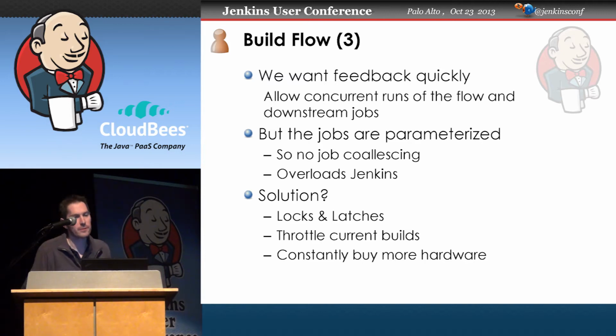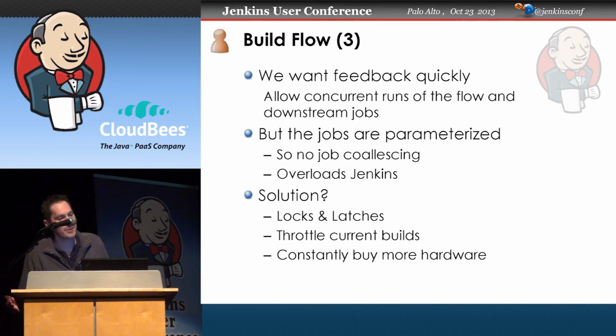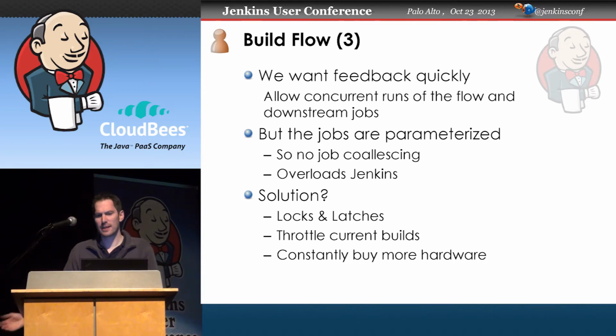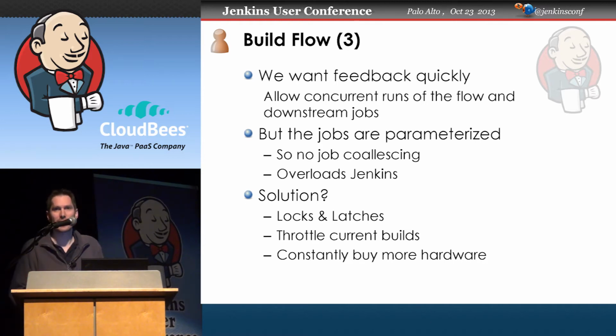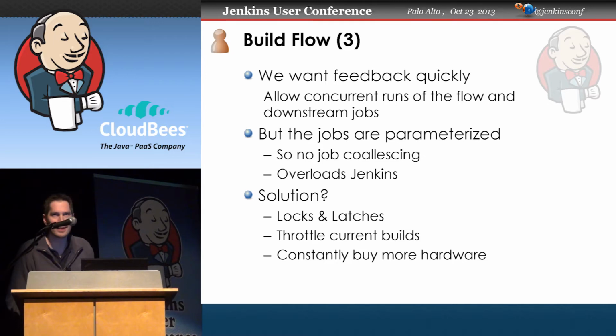So there are a few solutions we can use to solve that: locks and latches, throttling concurrent builds, or constantly buying more hardware, which would be Costco's preferred approach. The problem with those is they're managed outside of the flow, and you really want something inside of the flow. So let's play spot the difference.